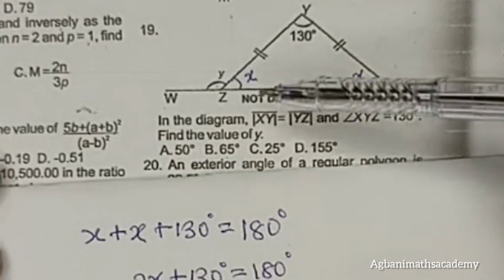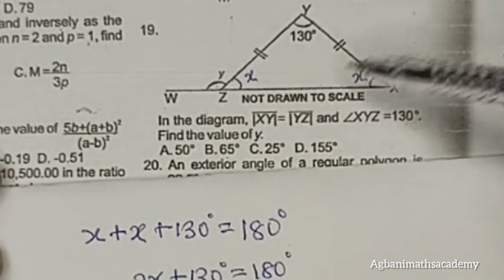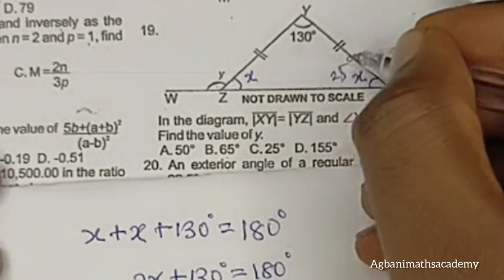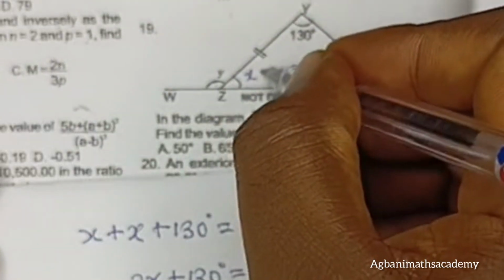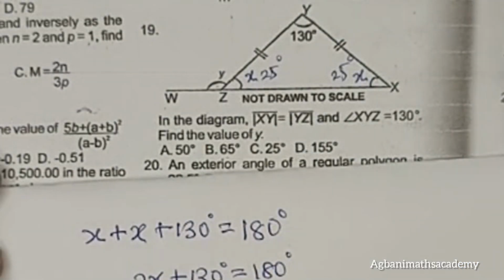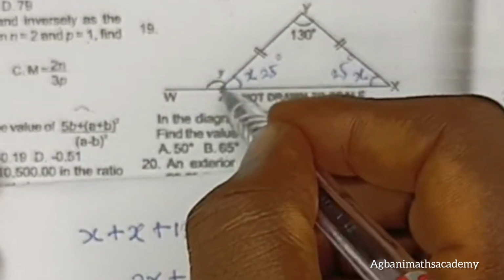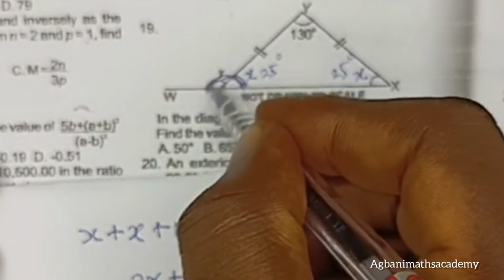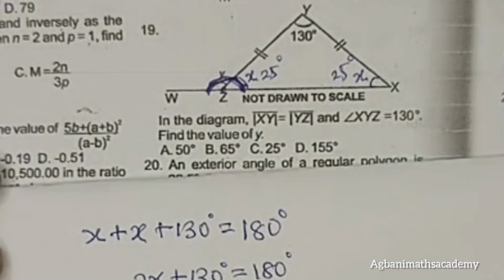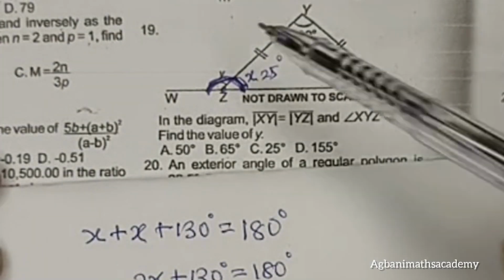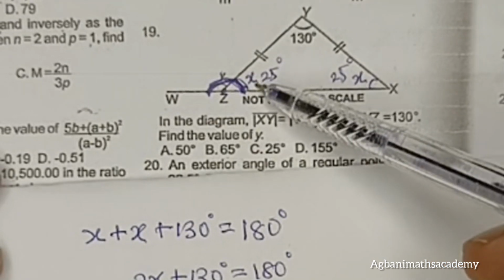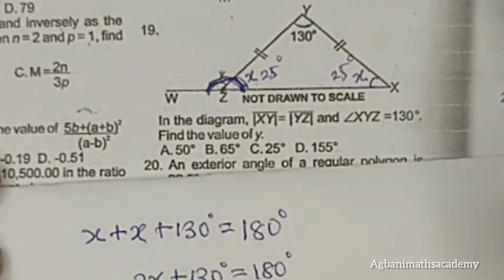So we've gotten each of these angles to be 25 degrees each. So here is 25 degrees. Here is 25 degrees. So there are two ways of getting the final answer. At this point, these two angles are on a straight line. You can use sum of angles on a straight line to find the value of y. So y and this x here, they're on a straight line. And we know that sum of angles on a straight line is equal to 180 degrees.